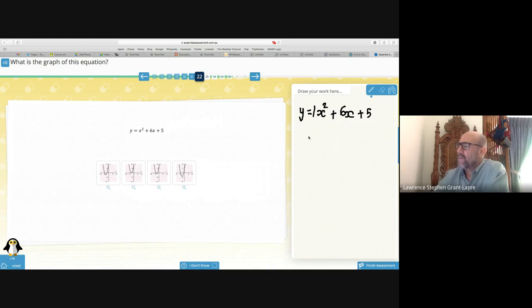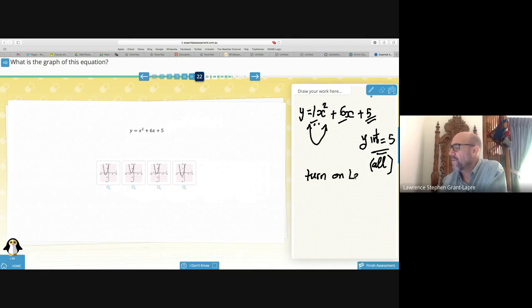Okay, it's +1, so it's a happy graph. In fact, they're all happy graphs. A is 1. It's going to cross the y-axis at 5. So that leaves, they're all, okay, that's all of them. They're both positive, okay, so it's going to turn on the left of the y-axis. So they're all turning on the left of the y-axis.